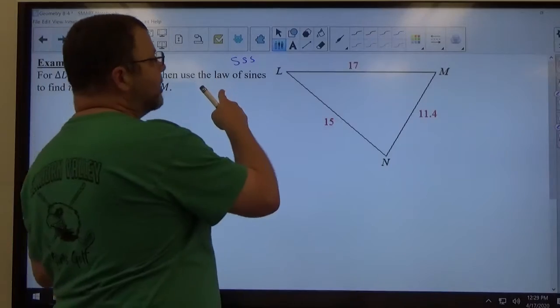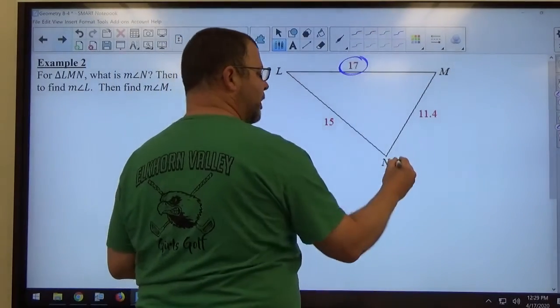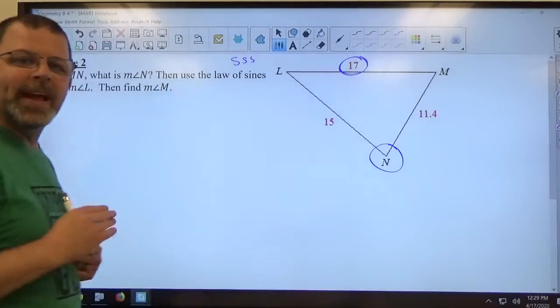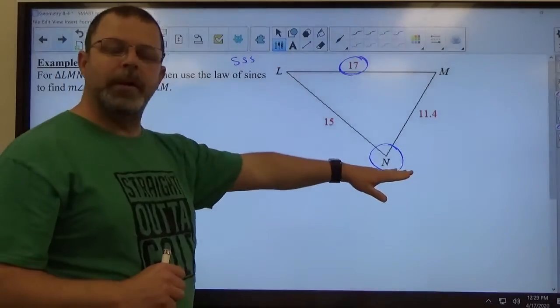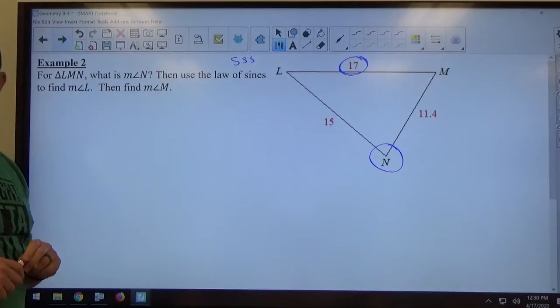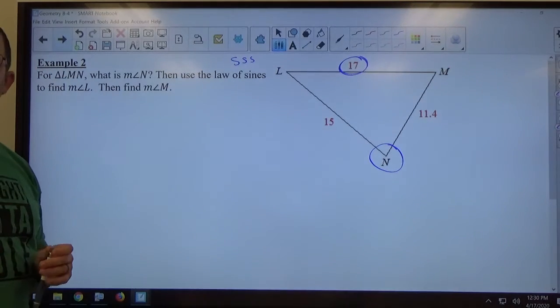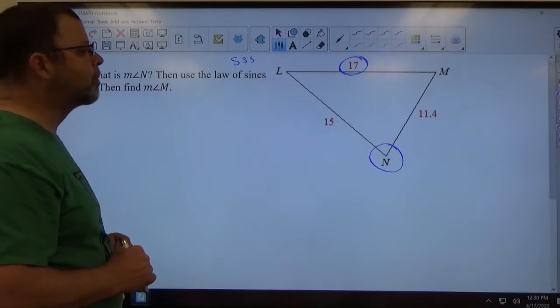When you have side, side, side, you can very clearly establish this is the biggest side, which means this is the biggest angle. We never want to use law of sines to find the biggest angle. We only want to use law of cosines to do that. If it's the biggest angle, law of cosines will get us the exact answer for N with no doubt that it's the right answer. Law of sines sometimes fails finding the biggest angle, so that's why we avoid it for the biggest angle.